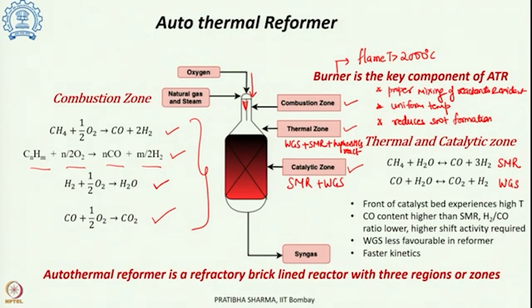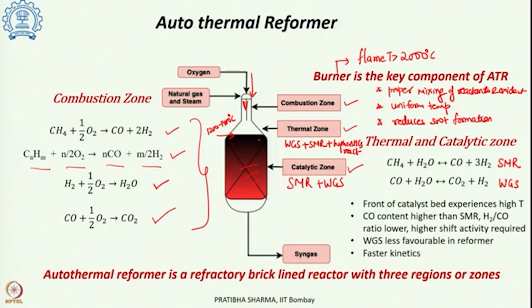Now, the thing to be noted here is the temperature experienced by the catalytic bed at the top of the autothermal reformer. This is the catalytic bed. The temperature in this region experienced by the catalyst is very high, 1200 to 1400 degree centigrade, because it follows the thermal zone, which is an integral part of the combustion zone. At these temperatures, the catalyst used has to be highly stable. It should be thermally and mechanically stable in that particular temperature range.